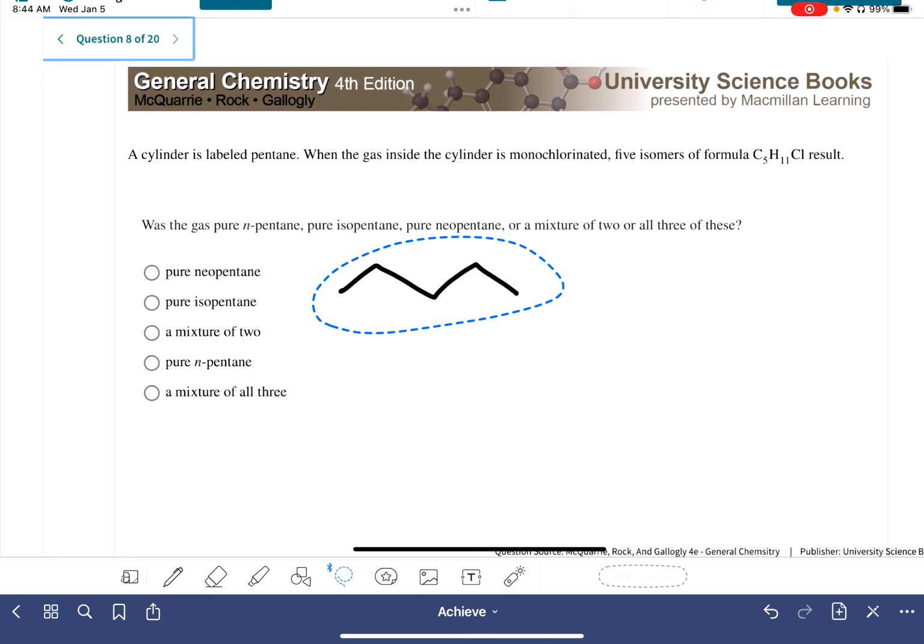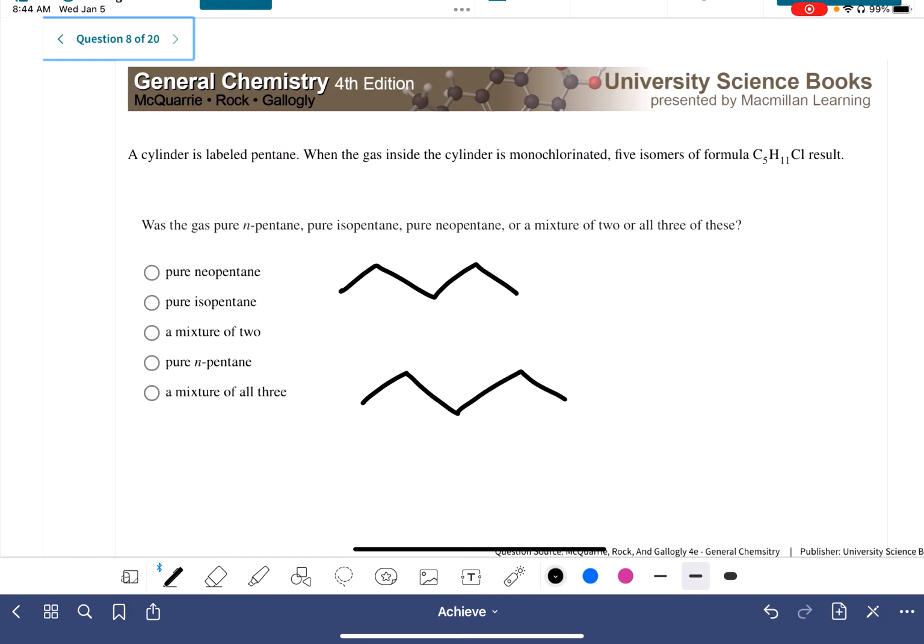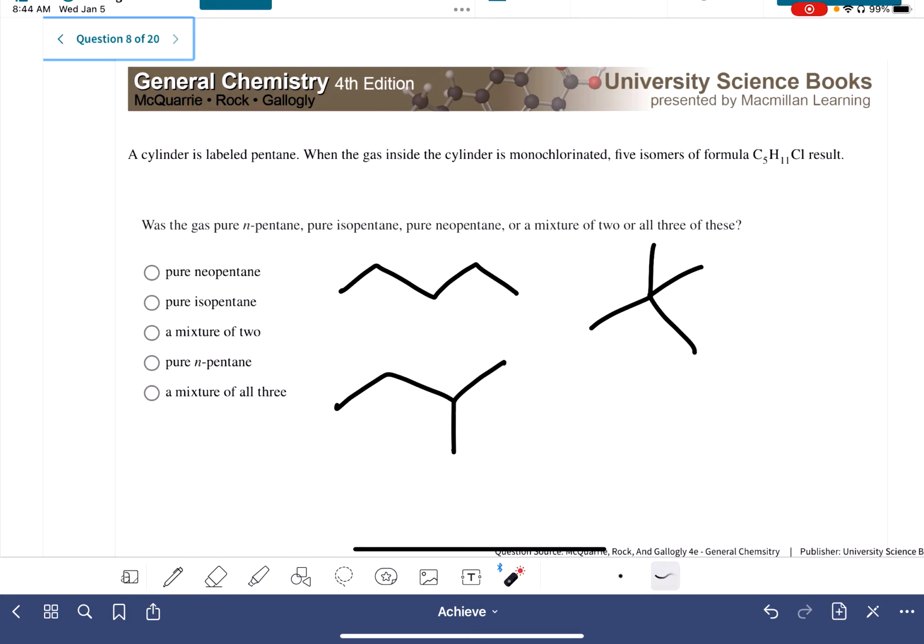So first thing, you're going to need to know what all of these different isomers are. This is n-pentane. The little n stands for normal, meaning just normal pentane. Isopentane is what IUPAC would call 2-methylbutane. And neopentane is going to be this one right here, what we would call 2,2-dimethylpropane. And it wants to know if you're monochlorinating, you're going to end up with 5 total molecules.